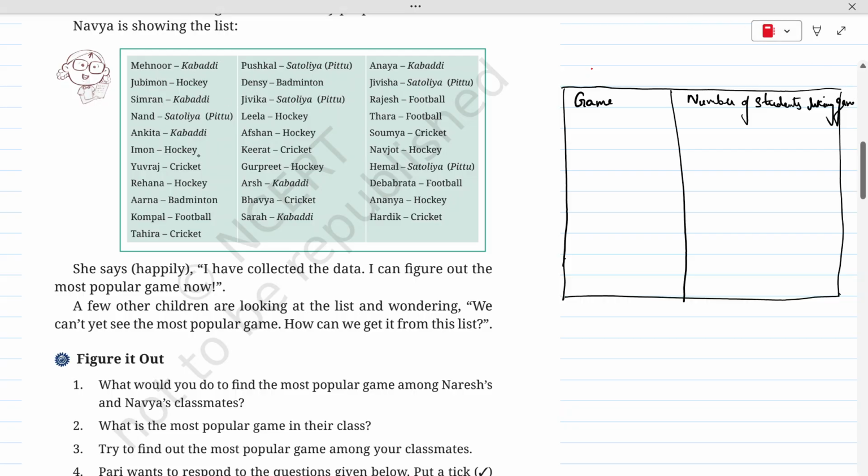So what are the different games given to us? So let us try to find those. We have to uniquely find them out. We have kabaddi first. So I'm writing here kabaddi.